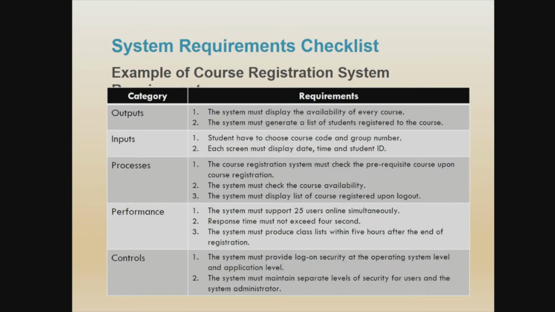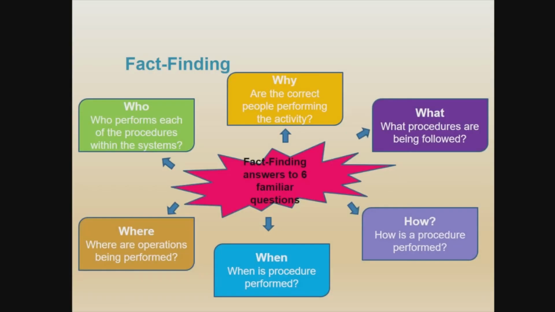So another example here. Okay, you can go through the output, the input, the processes, the performance, and the control part. And then this one is the fact finding. Okay, under the fact finding, you need to answer the 6 familiar questions: who, why, what, how, where, when, in order to get more information.